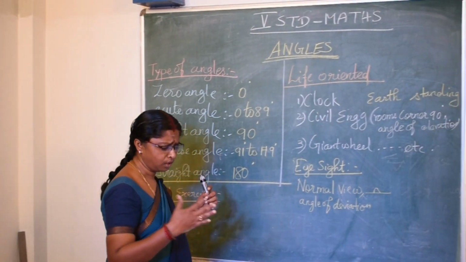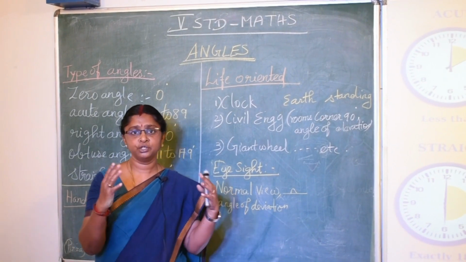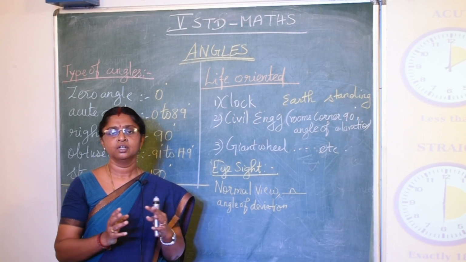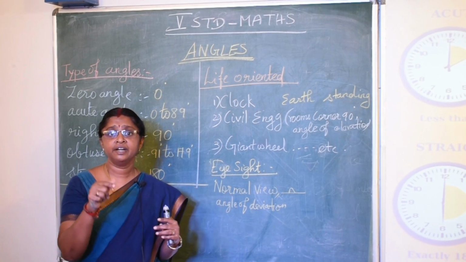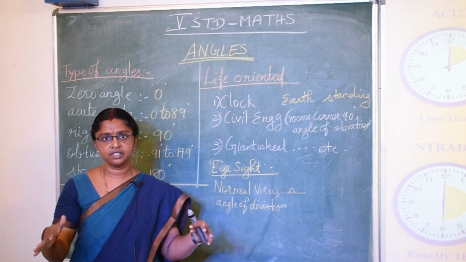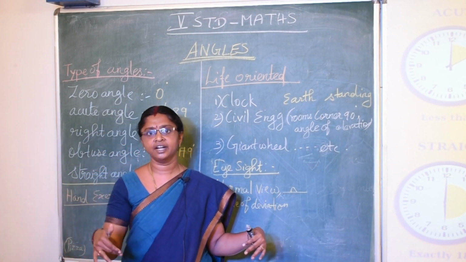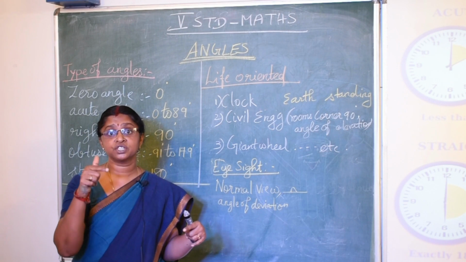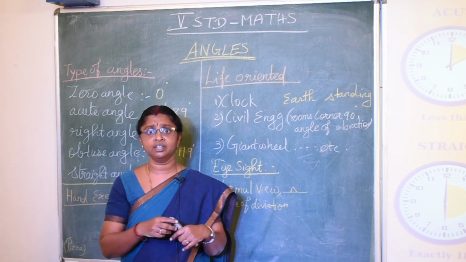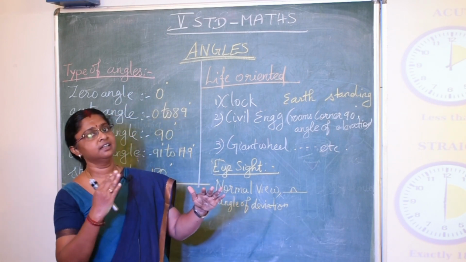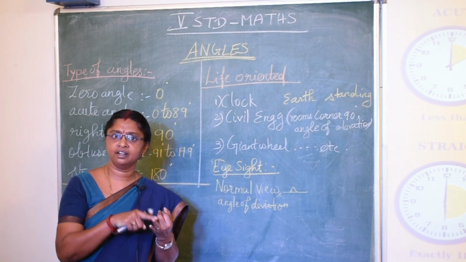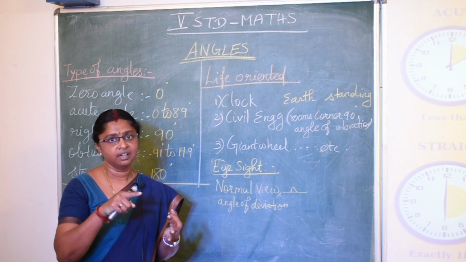Also on earth, the earth is a globe, like a sphere. But when we stand on the earth, everybody is standing at 90 degree. Only if you stand at 90 degree can you stand on the earth; if the angle deviates, you may fall down. That is also another life-oriented example for angles.